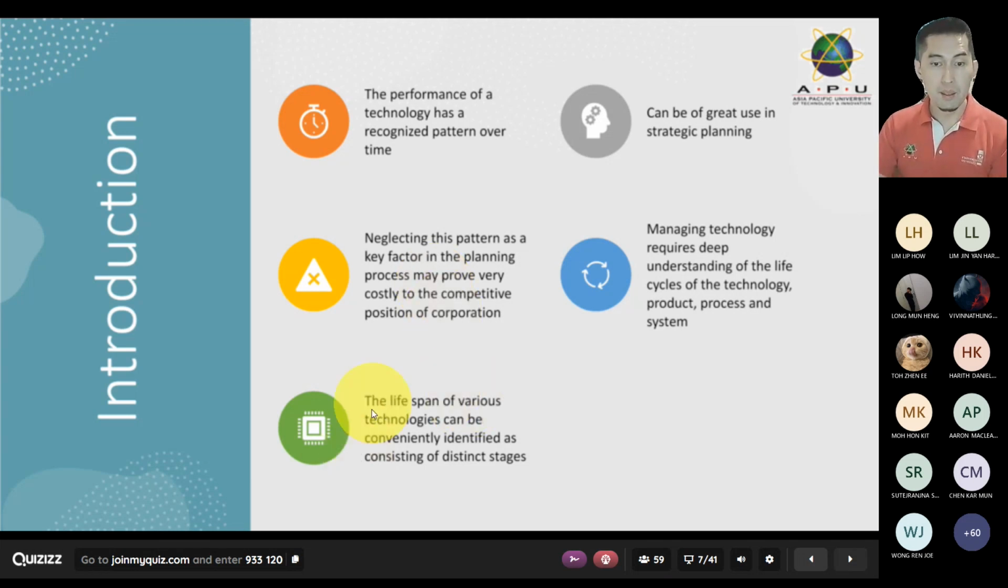The lifespan of various technologies can be conveniently identified as consisting of distinct stages, right? So all technologies will go throughout their life cycle, they must go through certain distinctive stages as they go on. What is the whole point of knowing about technology life cycle? These 2 words here: strategic planning, right? It's mainly for strategic planning purposes. And when you have a better and deeper understanding of the life cycle, you will be able to manage technology much more easily, right?